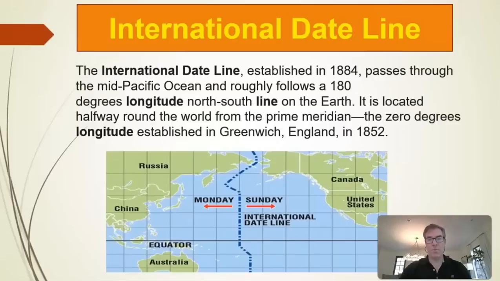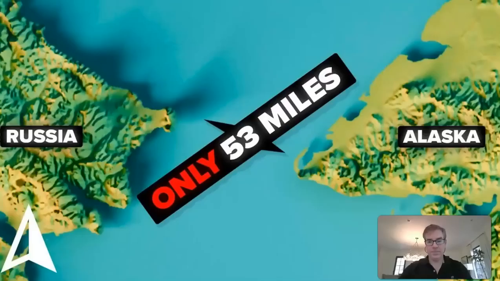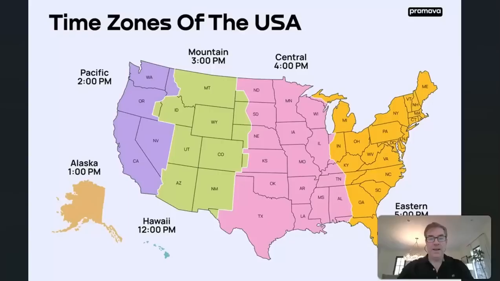So if you went from Russia to Alaska and crossed the international dateline, if it was 1 a.m. on a Monday in Russia, it would be 4 a.m. on a Sunday in the United States. Why is it 21 hours and not 24 hours? Is there land between Russia and Alaska that they're hiding? And is it 3 time zones worth of land?